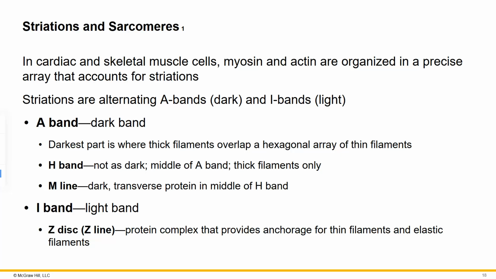In cardiac and skeletal muscles, myosin and actin are organized in a precise array that accounts for striations. Striations are alternating A bands, dark, and I bands, light. The A band is a dark band. The darkest part is where the thick filaments overlap a hexagonal array of thin filaments. The H band, not as dark, is the middle of the A band, thick filaments only. The M line is the dark transverse protein in the middle of the H band. The I band is the light band. The Z disc or Z line is a protein complex that provides anchorage for thin filaments and elastic filaments.